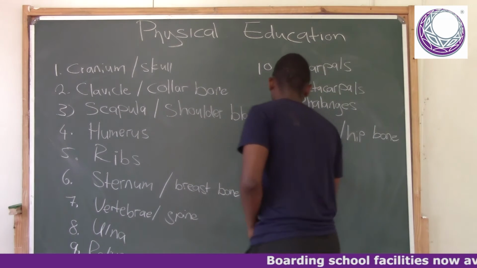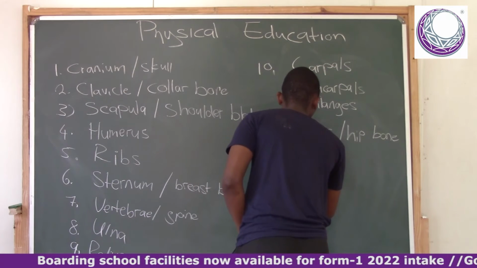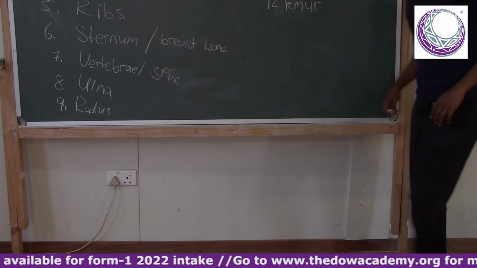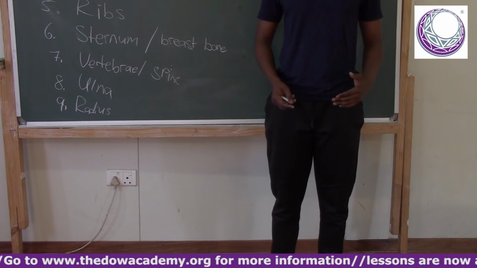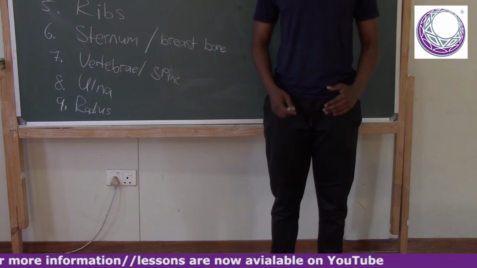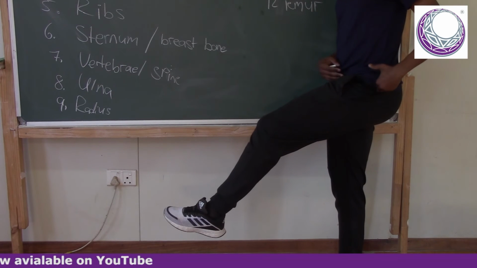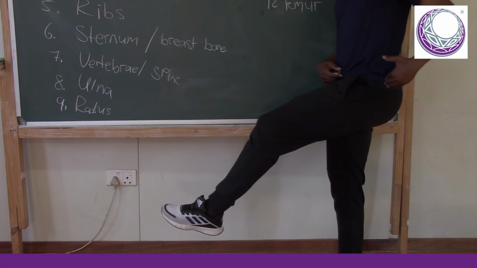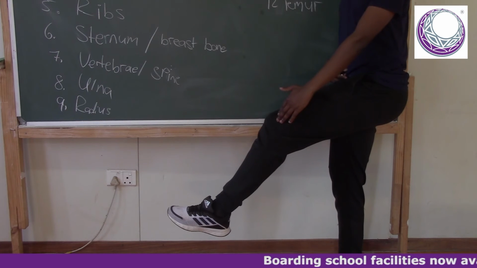Now, number 12, we have the femur bone. The femur bone is located in our legs. Just like our arms, the leg also is divided into two. We have the upper leg and the lower leg. Our femur is located in the upper leg. So my femur is located from my hip down to the knee. This is where my femur bone is located.